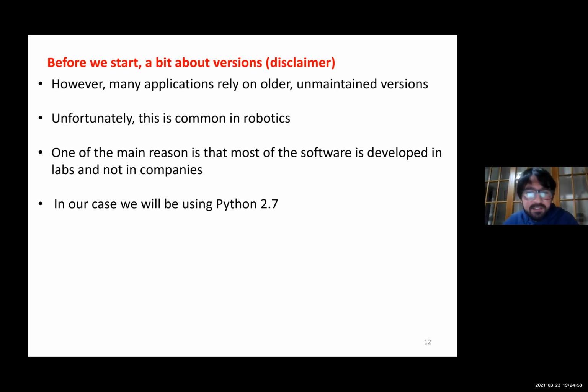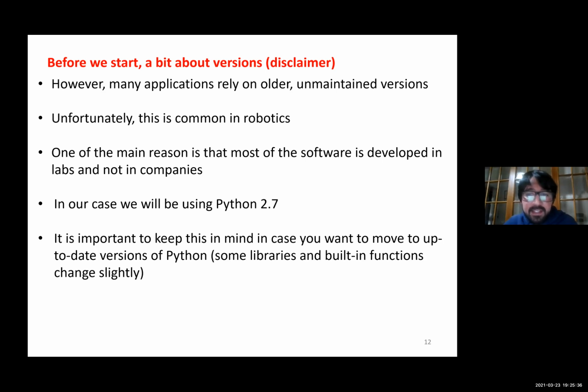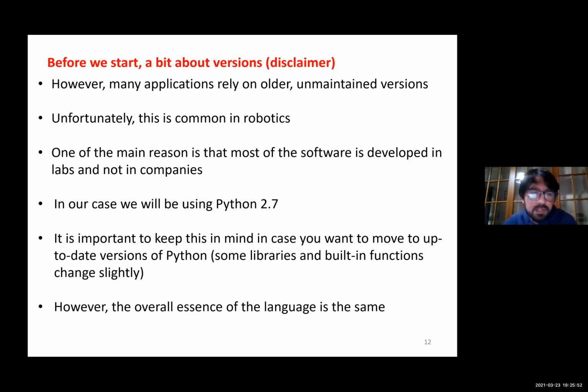So just to justify that in our case, we're going to be using Python 2.7. The main reason is that the dynamics library that we're using, which is actually the state of the art in dynamic simulation, called Pinocchio, is written mostly in it. It's very well supported. The guys who developed it can provide support mostly for Python 2.7, and they are just starting to migrate to Python 3.5. So this is why we're using 2.7. It is important to keep this in mind, because if you want to move to more recent versions of Python, some libraries and built-in functions can change slightly. I will show some examples during the tutorial, but the overall essence of the language is the same.